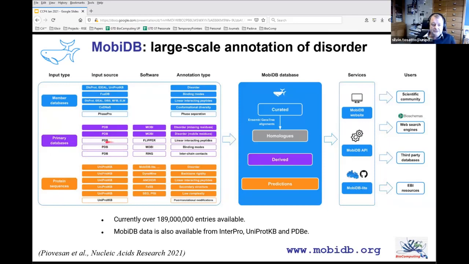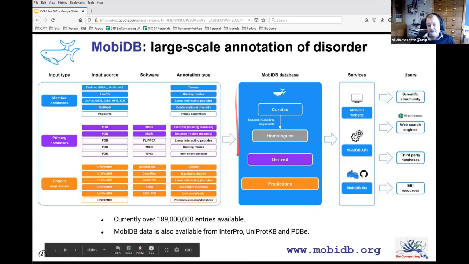And then we also use the Protein Data Bank to infer linear interacting peptides. So these are our proxy to determine the folding upon binding regions. And we have several additional modes of information. At the very bottom of this, we use all the UniProtKB sequences on which we run several of the predictors. There are various layers of quality.